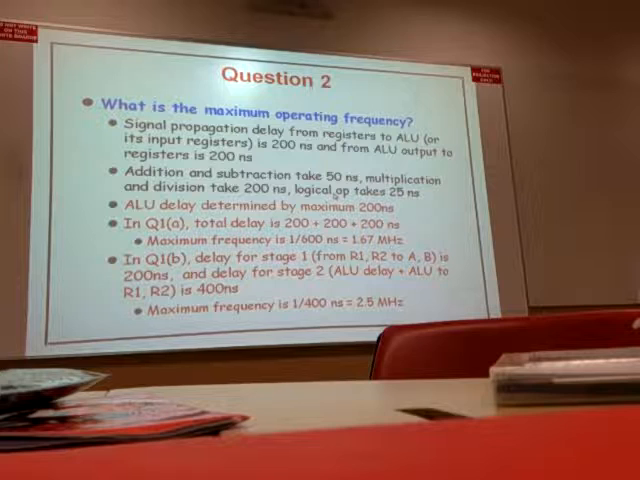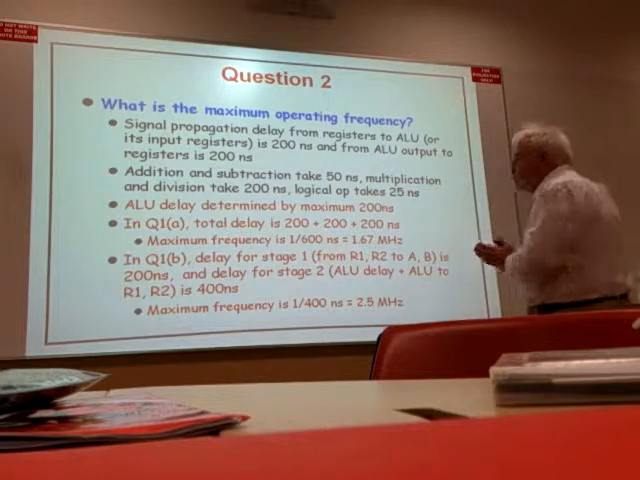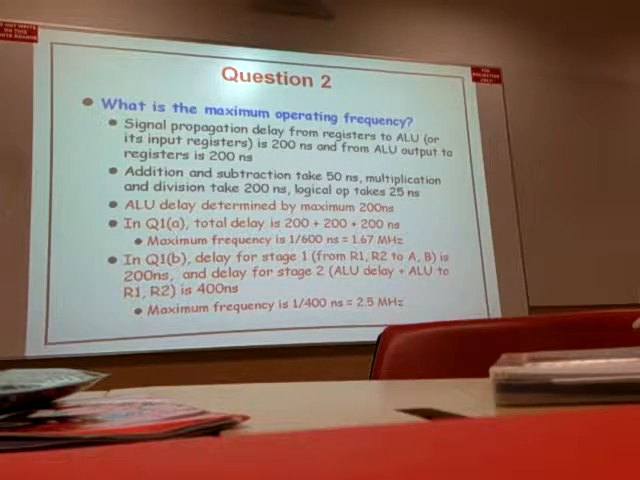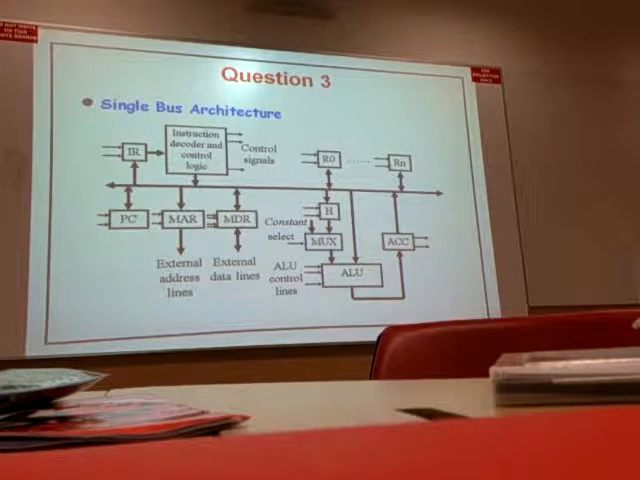Okay, everybody happy with that? This one is the ALU delay. You have to store back into AB again, and down here is the ALU. So at this cycle you take 200, and at this cycle you take 200. In order to have the maximum frequency, you take the longest one, which is this one. So it's 400.